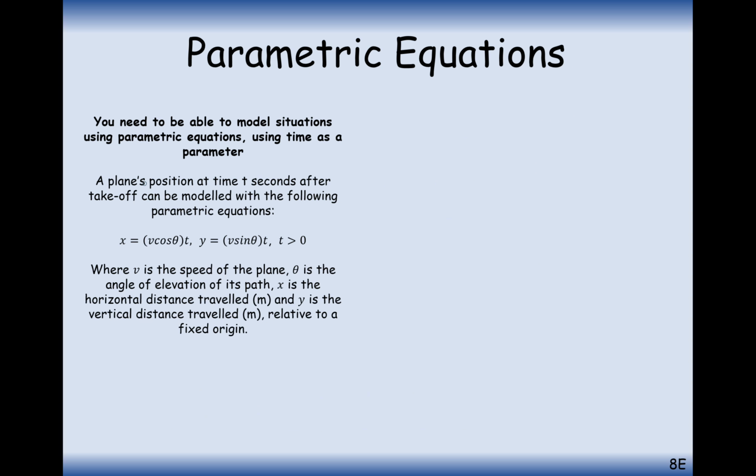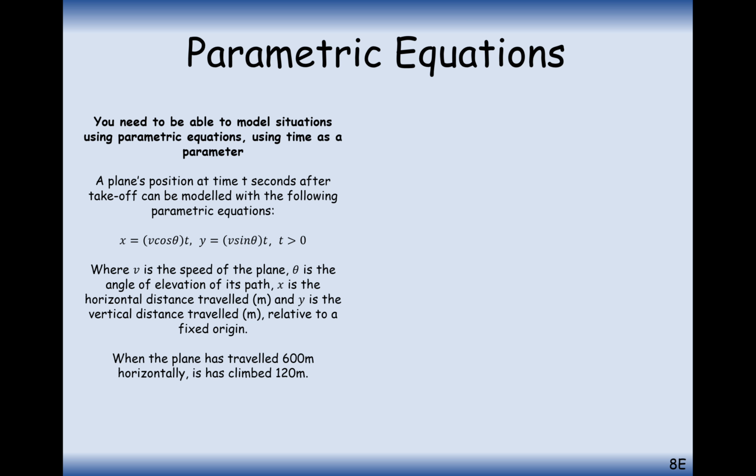So, a plane's position at time t seconds after takeoff can be modelled with the following parametric equations. x equals v cos theta times t and y equals v sin theta times t, where v is the speed of the plane, theta is the angle of elevation of its path, and x is the horizontal distance travelled, and y is the vertical distance travelled relative to a fixed origin.